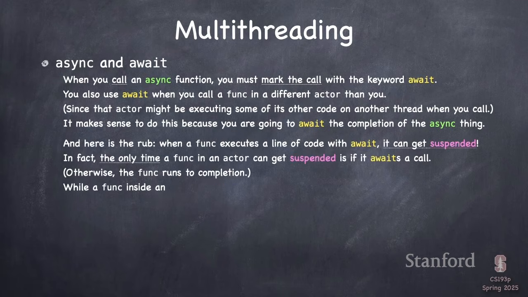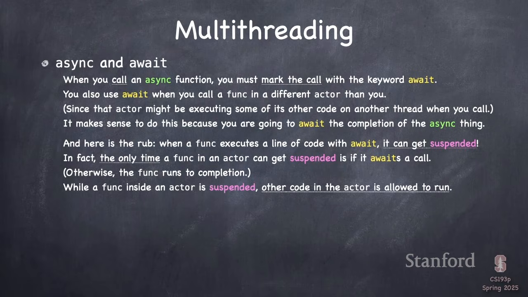So put this all together. Here's the rub, as I say. When a function executes a line of code with await, it might get suspended. So await is the keyword that you can always look for in an actor to see whether it can suspend there. And that means in an actor, every time you call something with await, you better make sure all your data structures are ready for the rest of your actor to do whatever it wants to do, because you're going to get suspended, probably, and other things in your actor can run. So it's your job to coordinate right before you do an await in an actor to make sure everything's ready for all the rest of your actor to run, because you're going to get suspended and it's going to run.